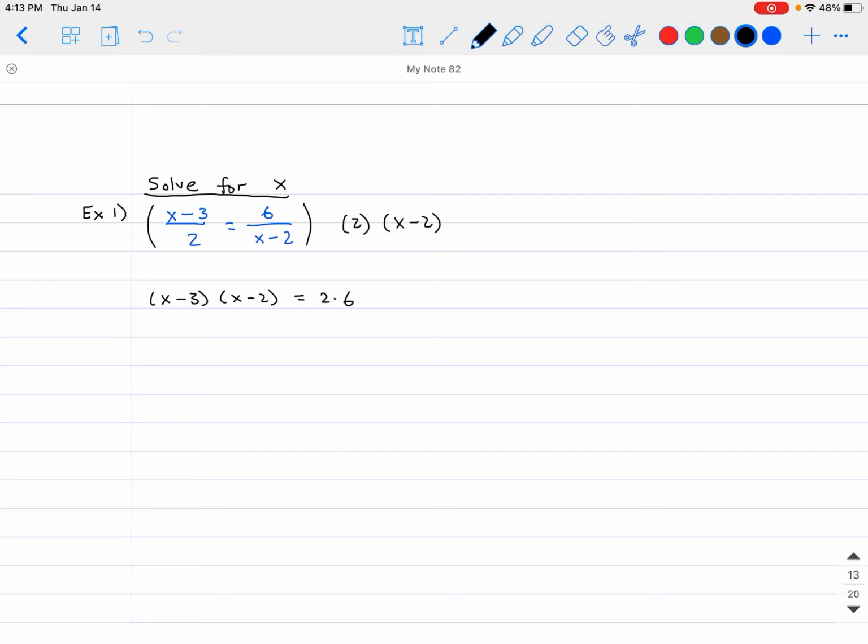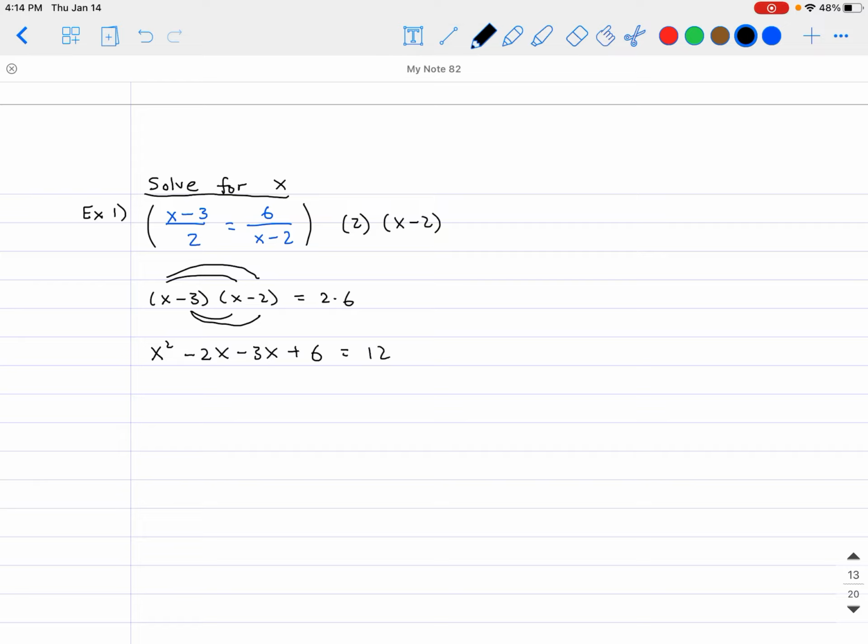This is the part where we cannot use the quadratic formula yet, because remember, the quadratic formula calls for one side to be equal to 0. Unfortunately, right now it is equal to 12 because of 2 times 6, so we have to do a little more simplifying. On the left, we multiply this out using FOIL. This times this gives x squared. This times this gives negative 2x. This times this is negative 3x, and this times this is positive 6. All of that is still equal to 12.